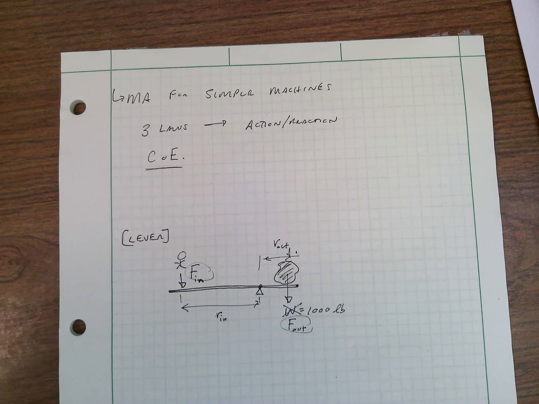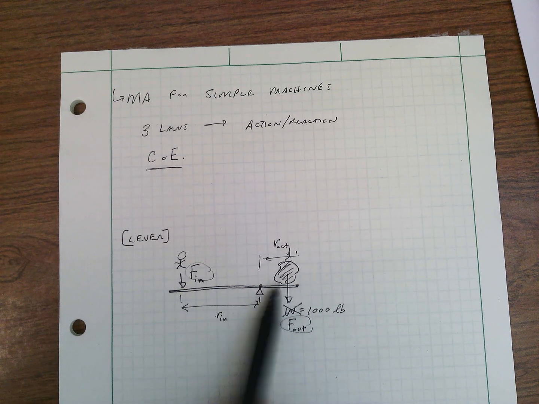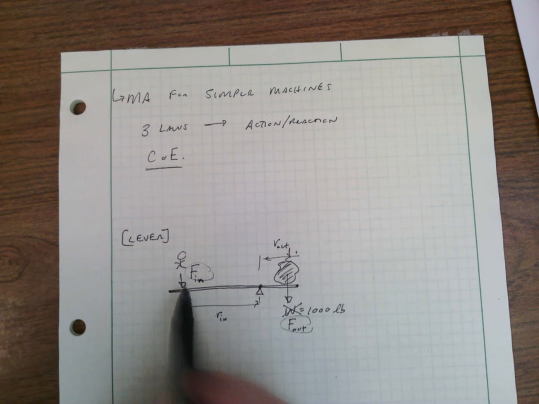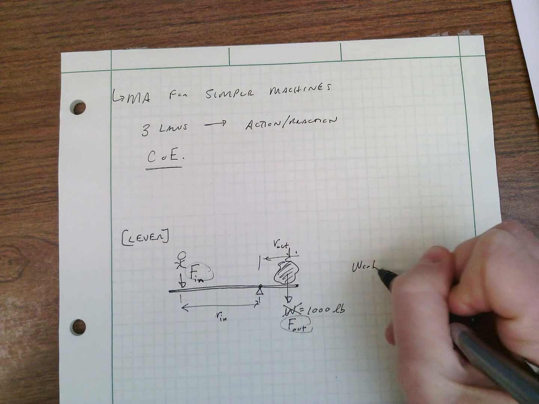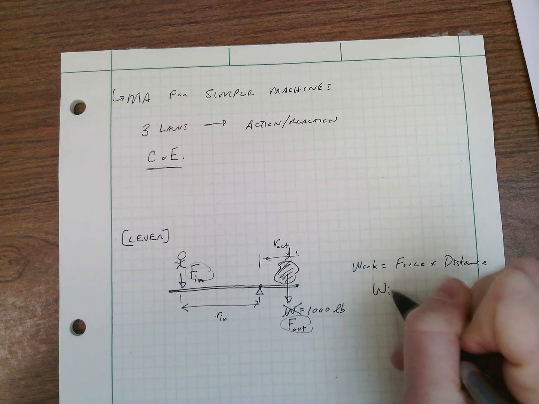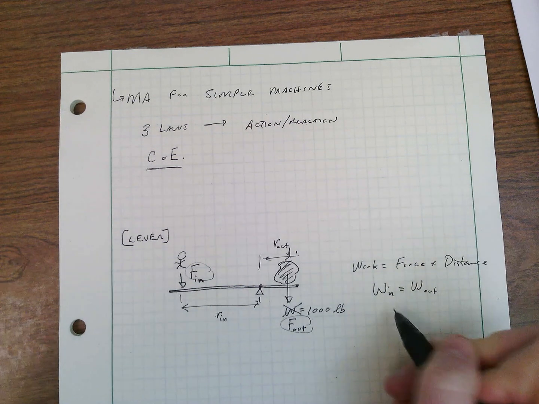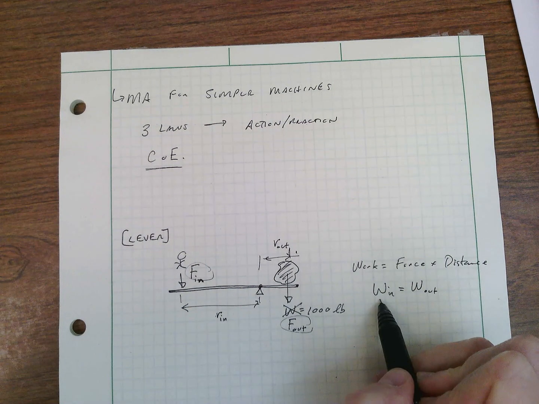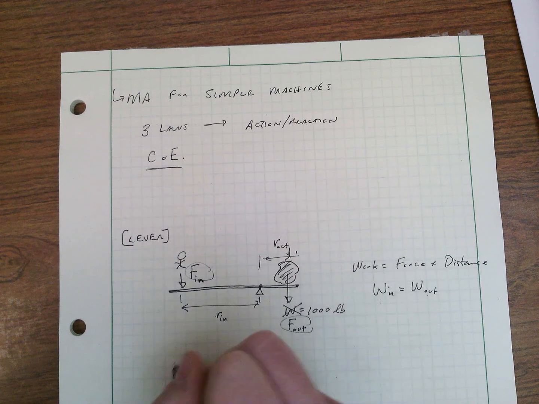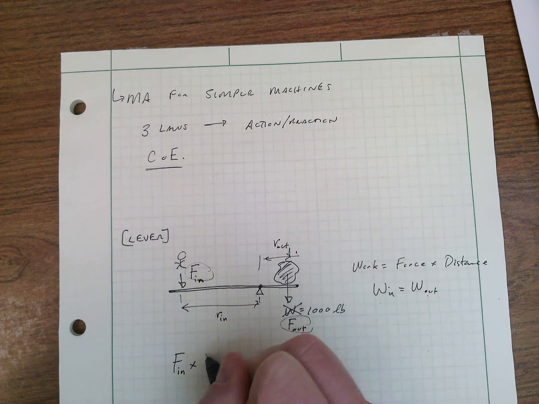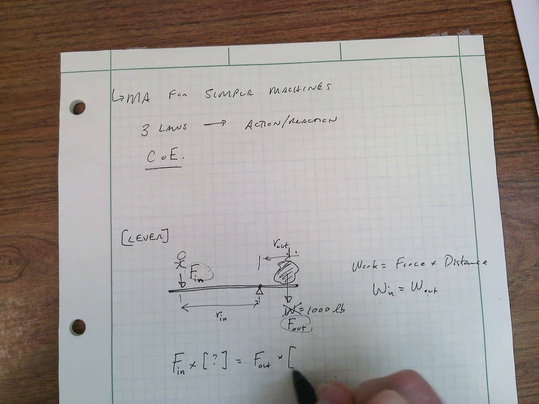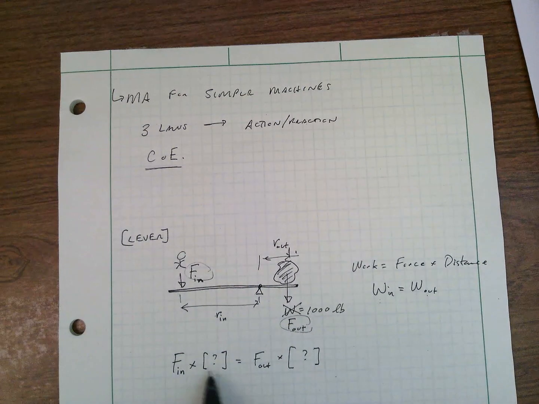Okay, so using conservation of energy, I need to get some information about the distances that these forces would travel. Basically I have work equals force times distance, and I know from conservation of energy, or conservation of work, that work in is going to be equal to work out. So on the input side, I'd have F in times some distance traveled in, which I'm going to leave as a question mark right now, equal to F out times some distance traveled out.